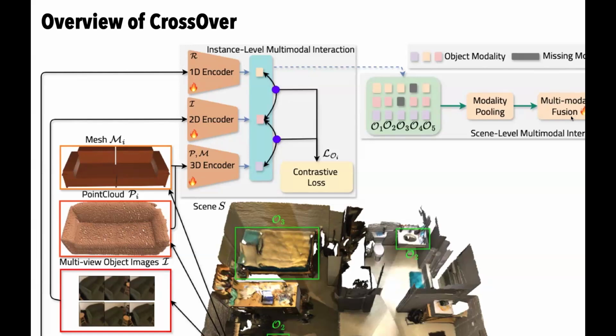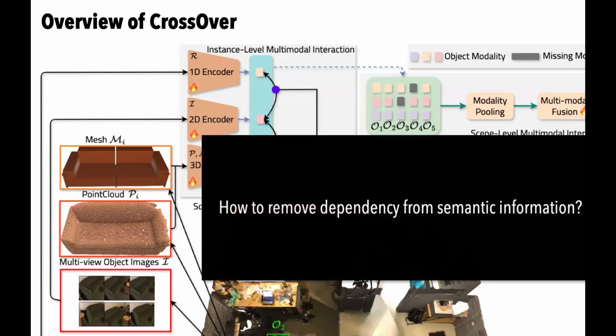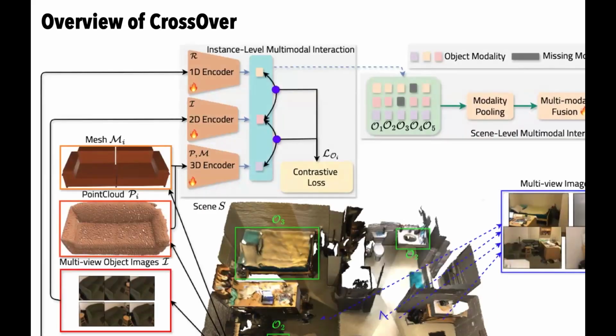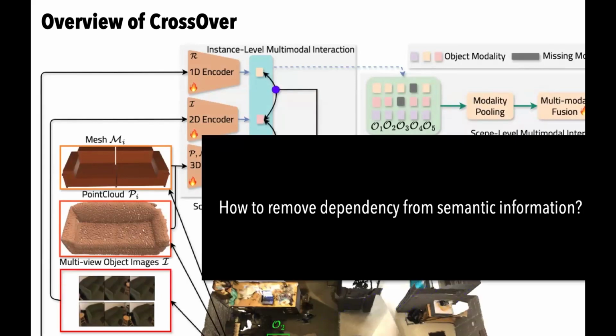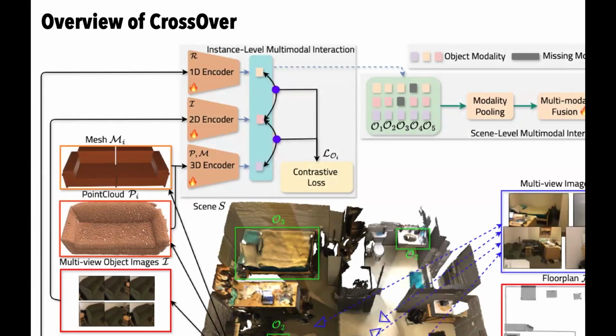However, that means that we do need semantic segmentation. And we all know how difficult that can be, particularly to generalize into the real world and any kind of scenario. So we thought, how can we remove that? Spilling the beans: how to remove the dependency on the semantic information. Okay, so let's see how we do it.